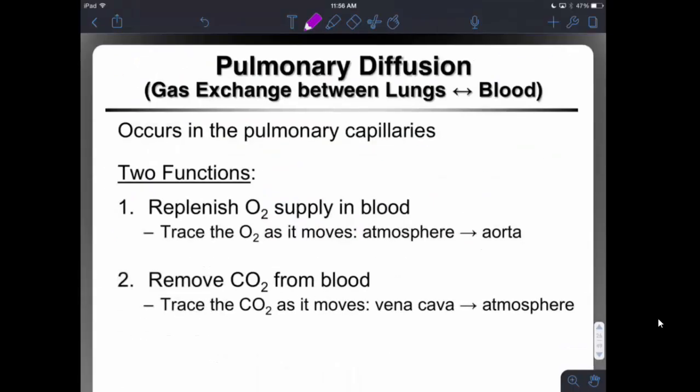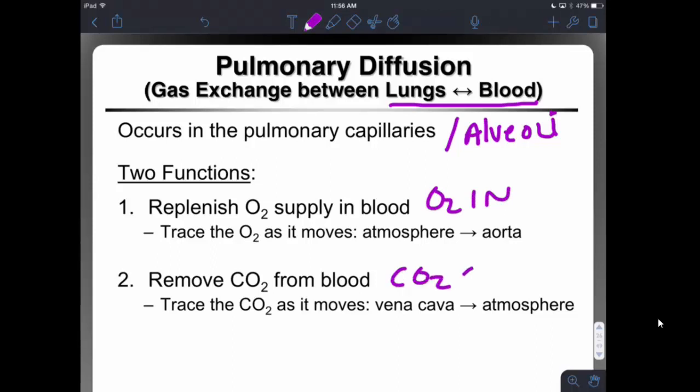Okay, so pulmonary diffusion is gas exchange between the lungs and the blood, and this gas exchange occurs in the pulmonary capillaries, and basically it occurs between the pulmonary capillaries and the alveoli. Okay, and pulmonary diffusion serves 2 functions. It's to bring oxygen in and to get CO2 out.